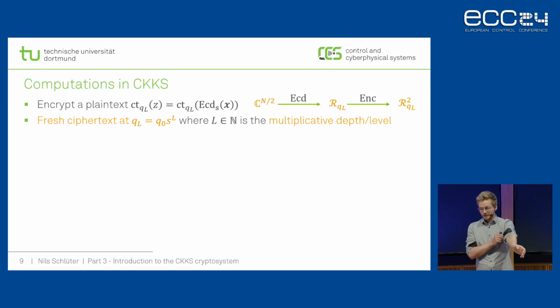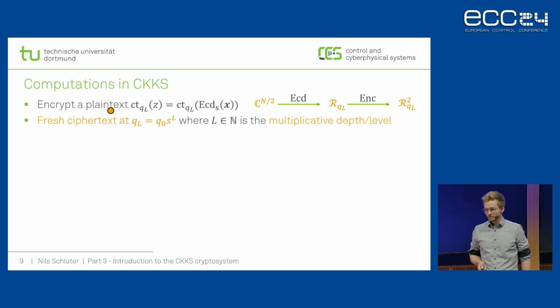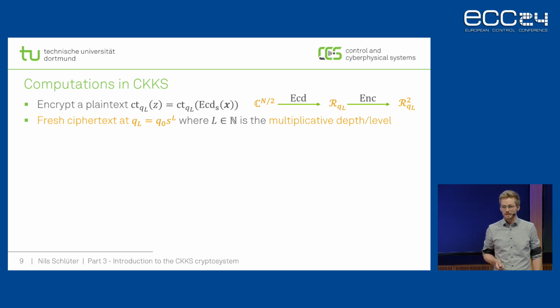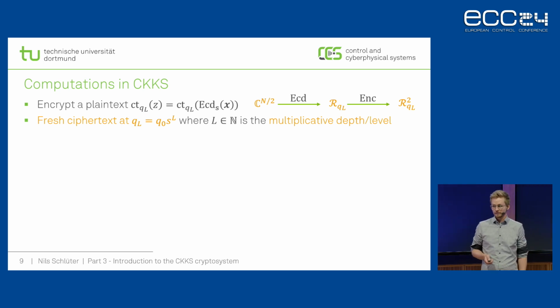So how does computation in CKKS look like? First, we encrypt the plaintext into a ciphertext. I denote this here by CT. And in CKKS, the ciphertexts come with a specific modulus that may change over time. So we have this modulus Q with an index L at the very beginning. And this really comes from encoding our vector x inside the polynomial, and then we encrypt the polynomial.